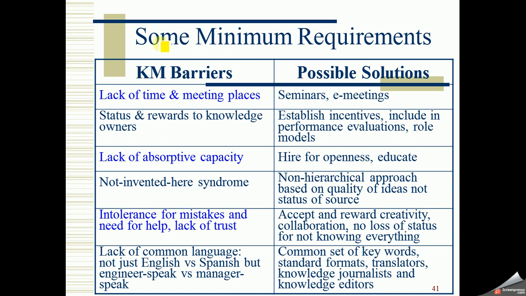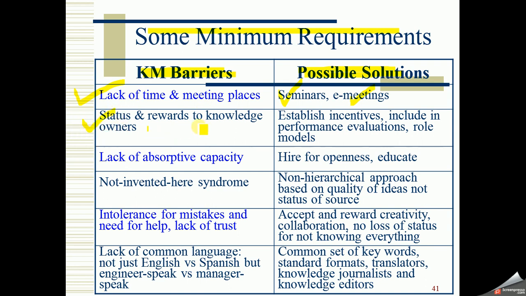So at the end, we will see some minimum requirements. We will see some knowledge management barriers and some possible solutions. We quickly go through them. One key barrier is lack of time and meeting place. So a possible solution is to conduct seminars or e-meetings or virtual spaces, to provide the people a way to interact with each other at the convenience of their home or location.